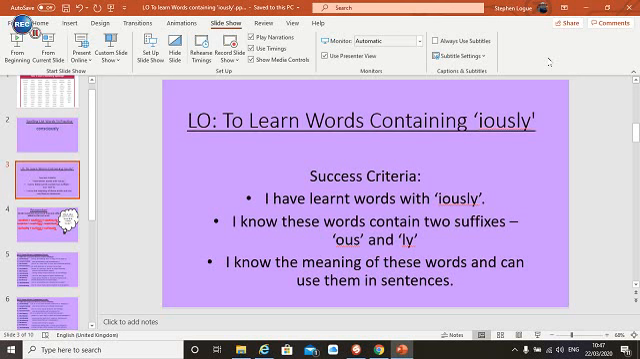As you can see, the learning objective this week for spelling is to learn words containing OUSLY. As you probably know from our grammar work, those words are made up of two suffixes, OUS and LY. By the end of this lesson, hopefully we know those words, can spell them correctly, and can read them in sentences as well as write them in our own sentences.